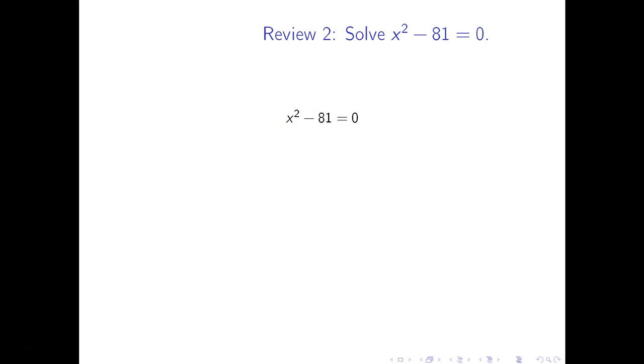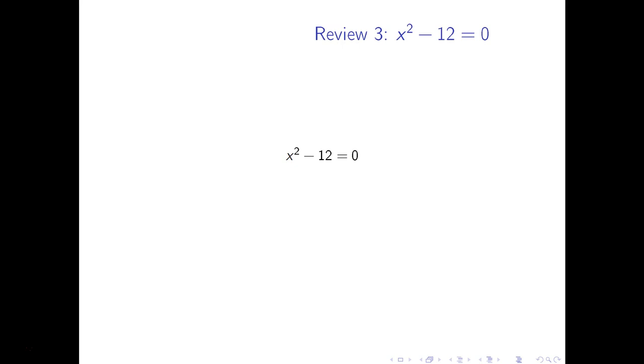Well, again, we can factor it. It's a difference of squares. So we have x minus 9, x plus 9, set them each equal to 0. And again, we end up with positive 9, negative 9. So that's nice. But what about this one? How would you solve this?